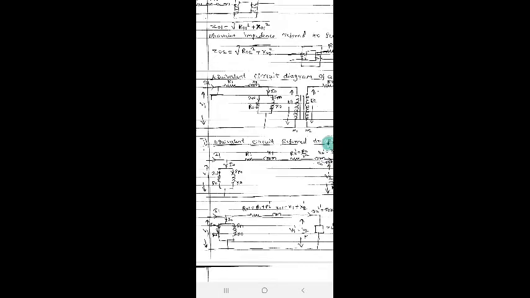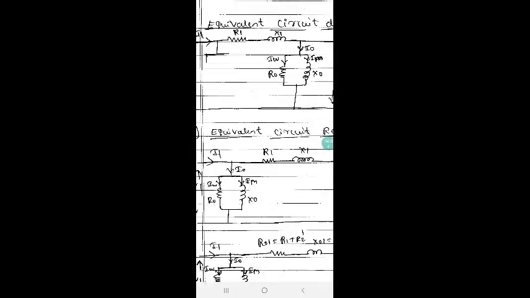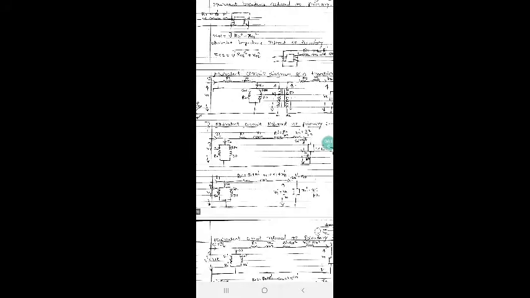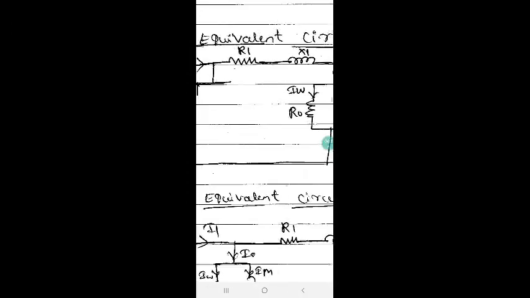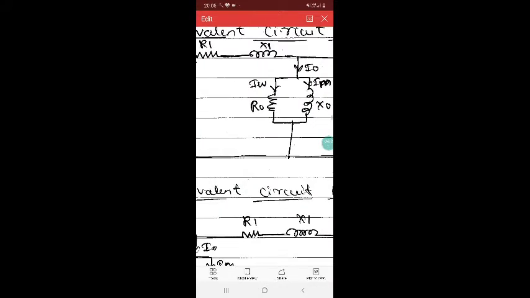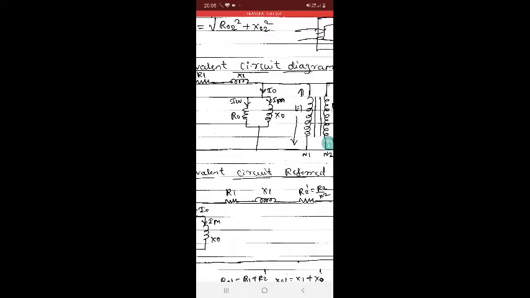So now we will study the equivalent circuit of a transformer. This is an important question. See this equivalent circuit diagram of the transformer. We will start with the primary side. See here, R1. R1 is the primary winding resistance. X1 is the primary reactance.